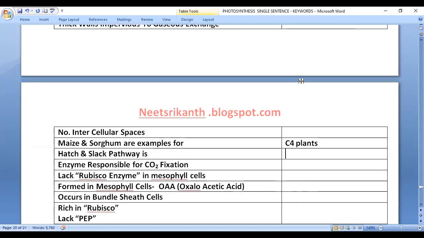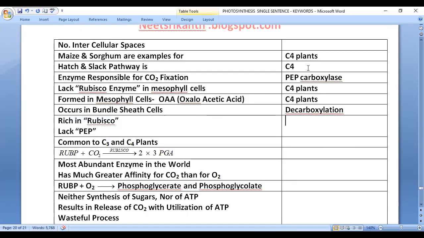The Hatch-Slack pathway is the C4 pathway. The enzyme responsible for carbon dioxide fixation is PEP carboxylase. Mesophyll cells lack Rubisco enzyme. In C4 plants, oxaloacetic acid is formed in mesophyll cells. Decarboxylation occurs in bundle sheath cells, which are rich in Rubisco and lack PEP.